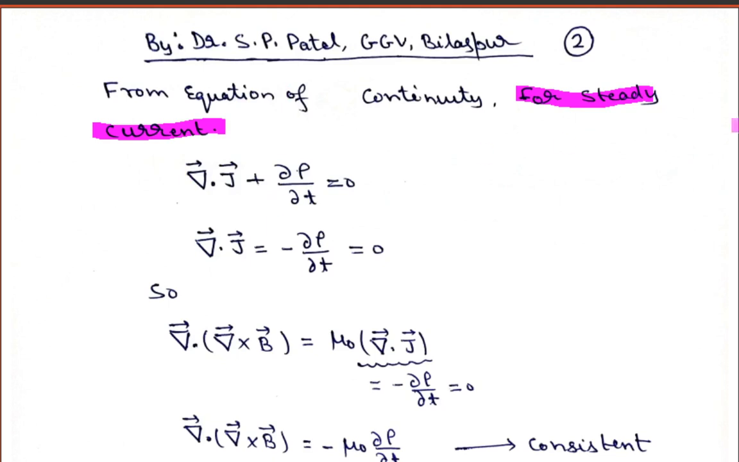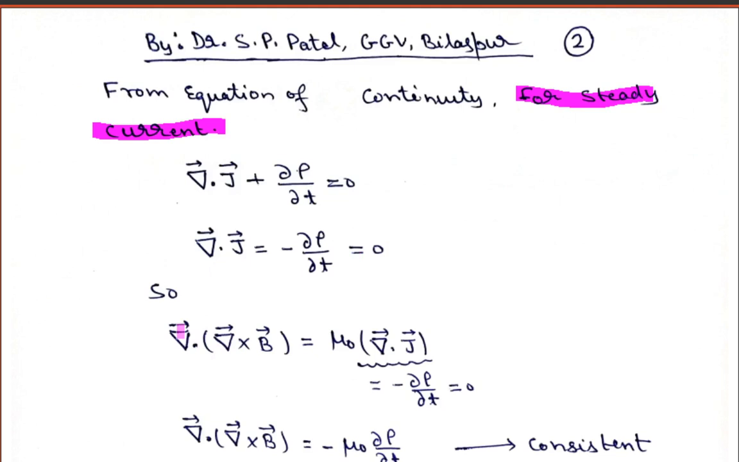So if you go back to what we have written, now in place of divergence of J we can write minus del rho upon del t, and this is equal to 0. It means divergence of J is separately equal to 0, and minus del rho upon del t is also separately equal to 0.